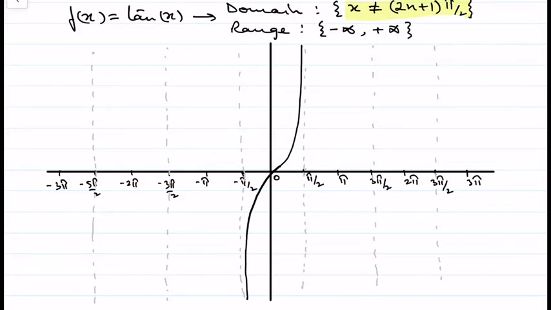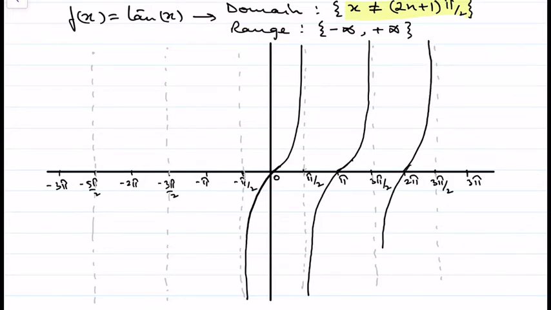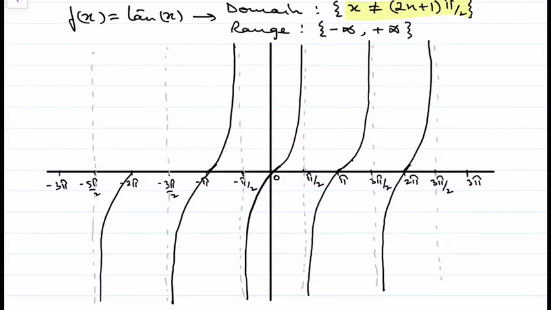Similarly, we can graph it for the intervals pi by 2 to 3 pi by 2, 3 pi by 2 to 5 pi by 2, and similarly on the other side, that is from minus pi by 2 to minus 3 pi by 2, and so on, where f(x) will be 0 at 0, pi, 2 pi, 3 pi, minus 2 pi, minus 3 pi, and so on. So this is how we graph tan x.